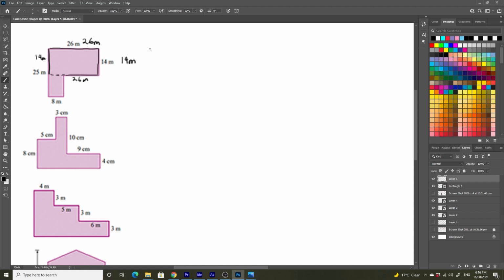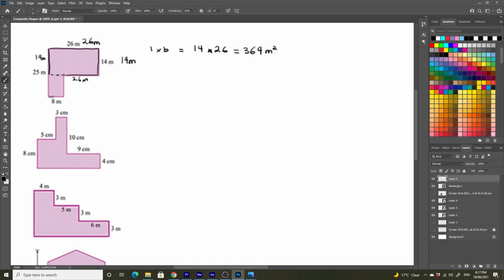And to find the area of a rectangle, we know it's length times breadth, which in this case is equal to 14 times 26. Okay, so that first rectangle is equal to 364 meters squared. Now how about we find the second rectangle?